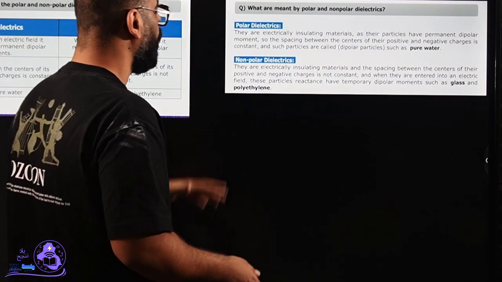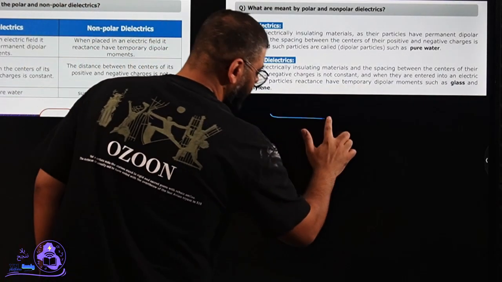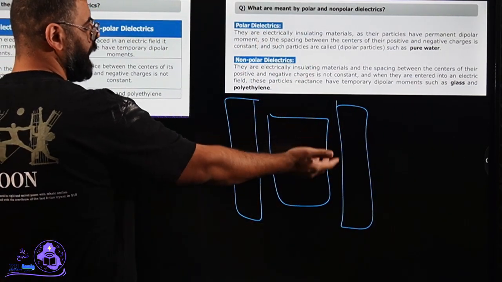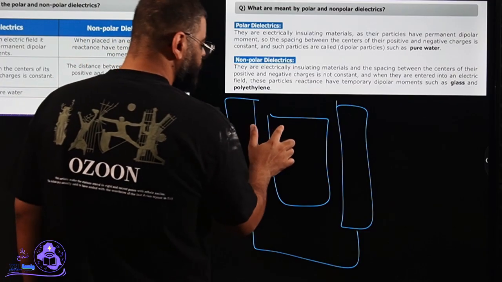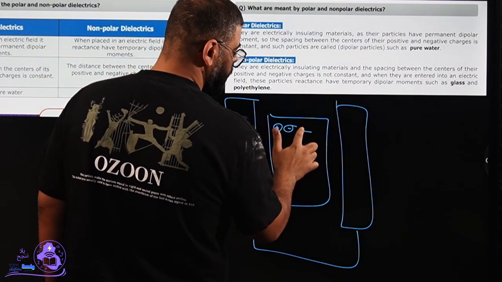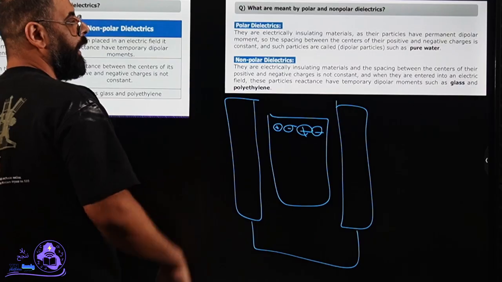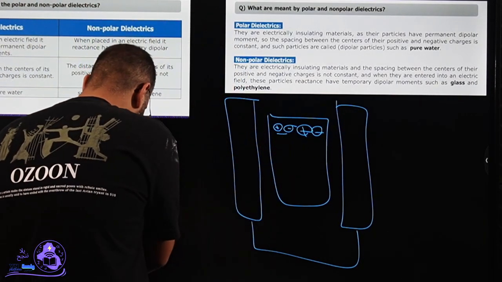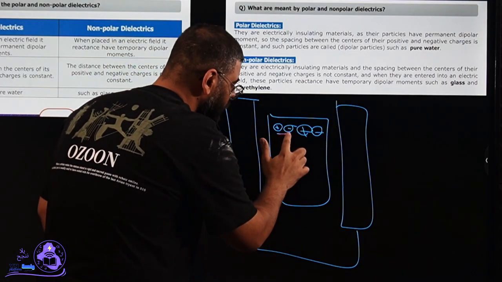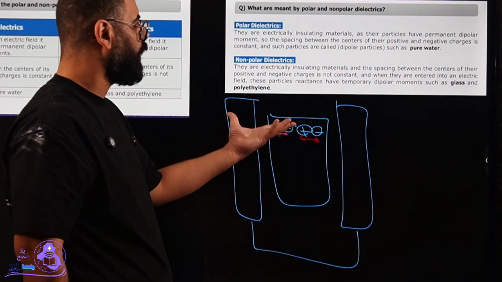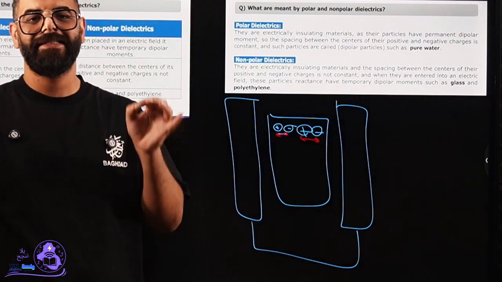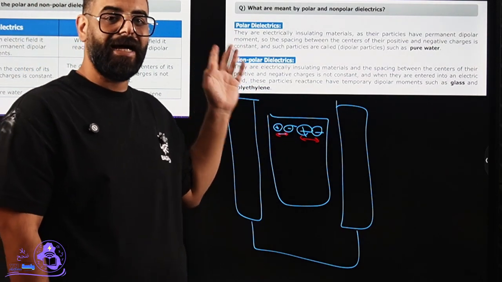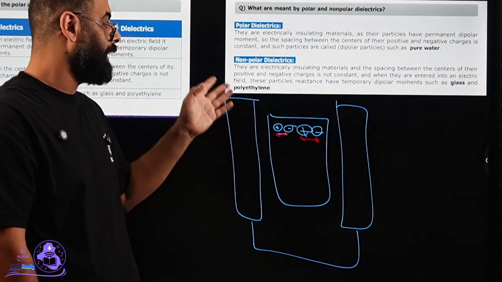So when we talk about a polar dielectric, we talk about a dielectric between two parallel plates of the capacitor. They are connected. Here we have positive and negative charges, okay? In this polar isolating material, the distance between these charges, the centers of these charges, is constant. And that means this isolating material, the dielectric itself, is dipolar.